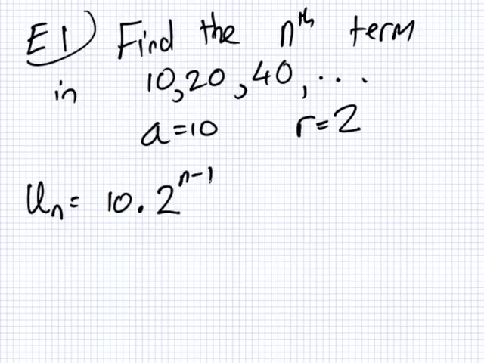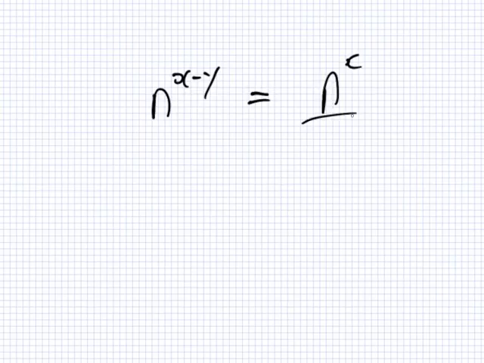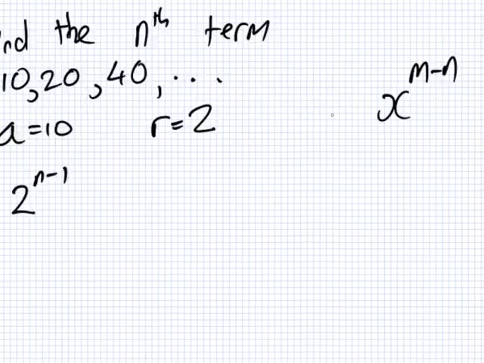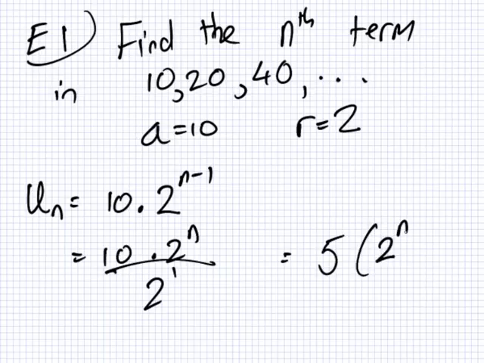Now you can simplify that a bit. We'll talk about this later, but if you didn't know it, this is the same as this. Now we'll do all of this after the holiday. That's all we really need to know right now. So we can use that result here. This is 10 times 2^n over 2 to the power 1. 2 to the power 1, of course, is 2. Divide it into 10, and you get your answer: 5 times 2^n. So if you put n as 1, you get 10. If you put n as 2, you do get 20. And if you put n as 3, 2 cubed is 8 times 5 is 40. So it does work.